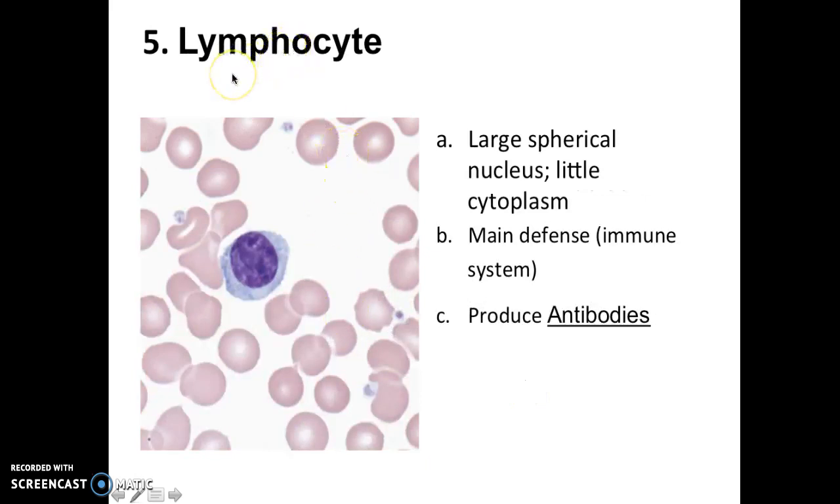Lymphocytes, the last one, it's another agranulocyte. This one you can tell pretty easily because it has only one nucleus, and it's large and round and takes up most of the cell. It produces your antibodies.